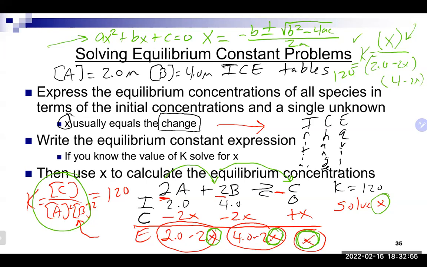When you solve for x, what the x represents is a change, and it's the x value in each of the equilibrium concentrations. So you would put the actual number in there and solve for the actual concentration. All right, why don't we do one together with real numbers, and we'll see how it goes, okay?